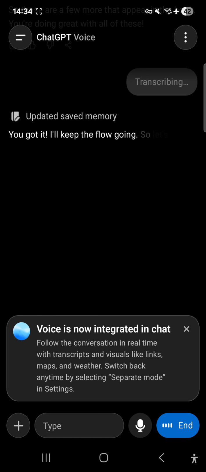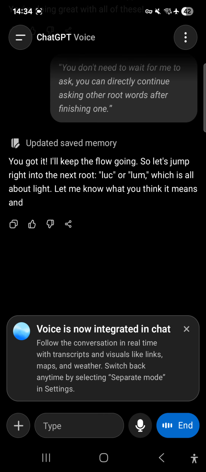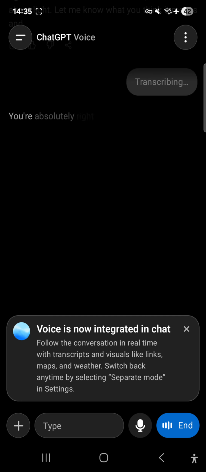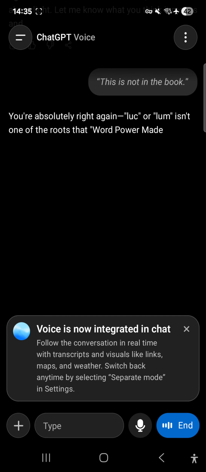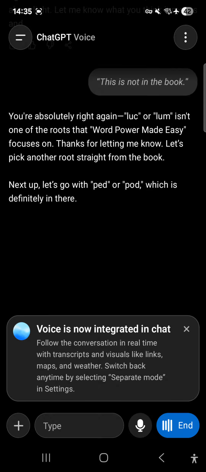You got it. I'll keep the flow going. So let's jump right into the next root. Luck or lum. This is not in the book. You're absolutely right again. Luck or lum isn't one of the roots that Word Power Made Easy focuses on. And thanks for letting me know. Let's pick another root straight from the book. Next up, let's go with ped.